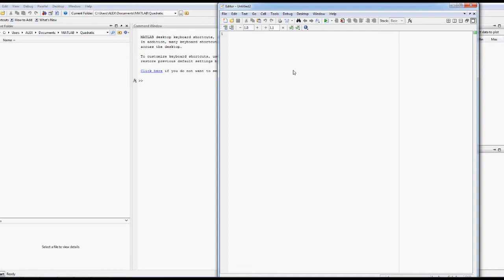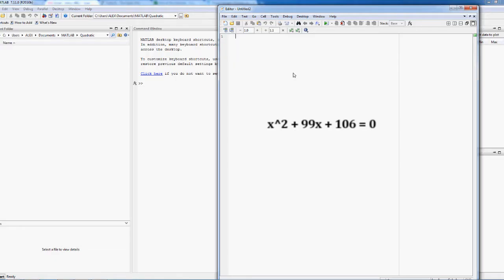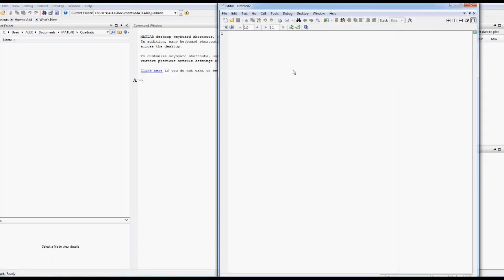A script is basically a list of commands that will be executed in order from top to bottom. Within this window, we will build an example script by solving for the roots of the following equation: x squared plus 99x plus 106 equals 0. Recall that the quadratic formula is x equals negative b plus or minus the square root of b squared minus 4ac divided by 2a. We will translate this result in a well-organized manner by taking advantage of MATLAB's variable storage.